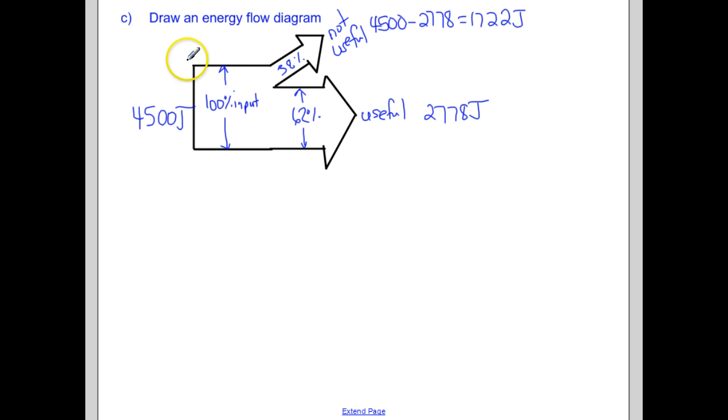So you always have the opposite end of the arrowhead starts as your 100%, and that's your input energy. And then once you know what your percentages are, you just split them off. So because this 62% is larger than 38, we make this part of the arrow a little bit thicker. We show what was the energy amount and the percent for each arm of that arrow. And that's an energy flow diagram. So yeah, you'll be prepared to do some examples just like that for your practice questions.